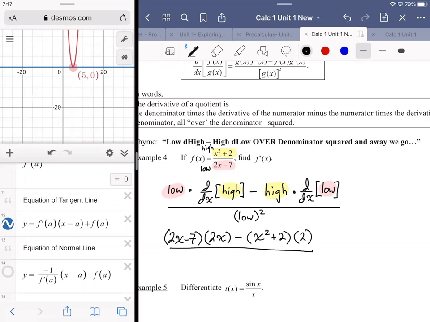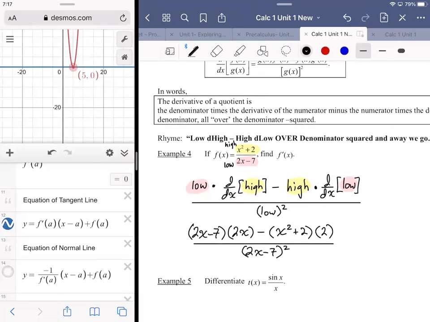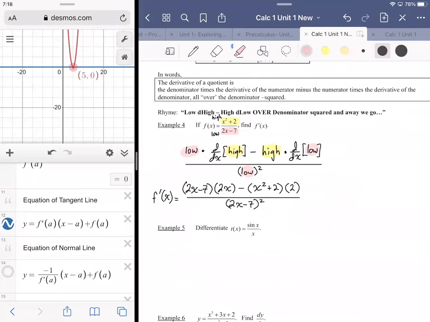And then we write this over the denominator squared. So 2x minus 7 squared. And away we go. So f prime of x equals all that. All right. And again, not asking you to simplify, although in this case, simplifying wouldn't be too terrible because it's really just basic distributive property. But that doesn't mean you want to do it, you know? So that really is the quotient rule. There's really nothing more to it than that.